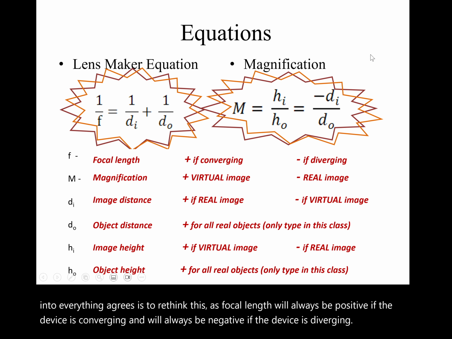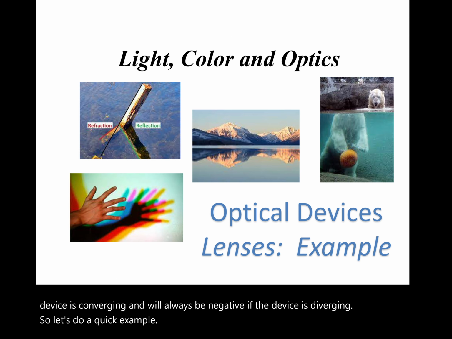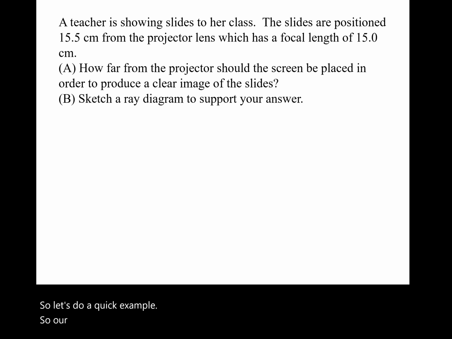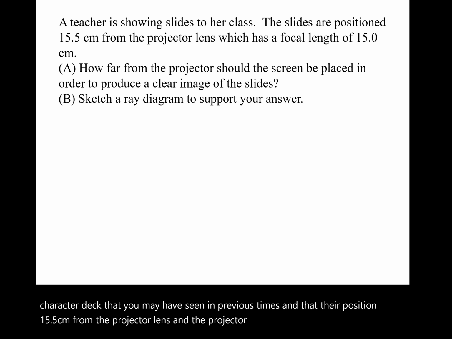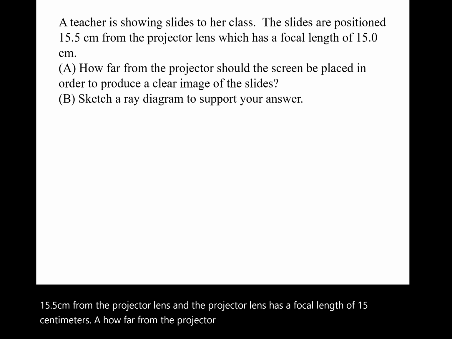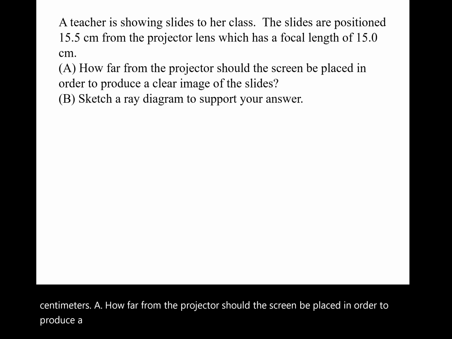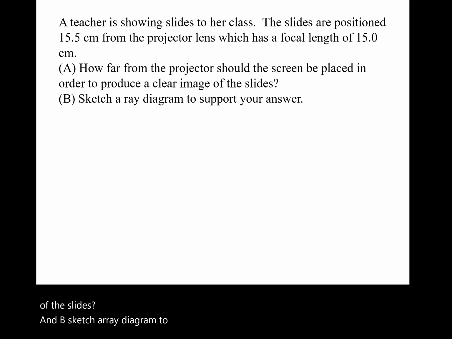So let's do a quick example. Our example is going to take teachers showing slides, like the old school slide deck that you may have seen in previous times, and they're positioned 15.5 centimeters from the projector lens, and the projector lens has a focal length of 15 centimeters. A, how far from the projector should the screen be placed in order to produce a clear image of the slides? And B, sketch a ray diagram to support your answer.